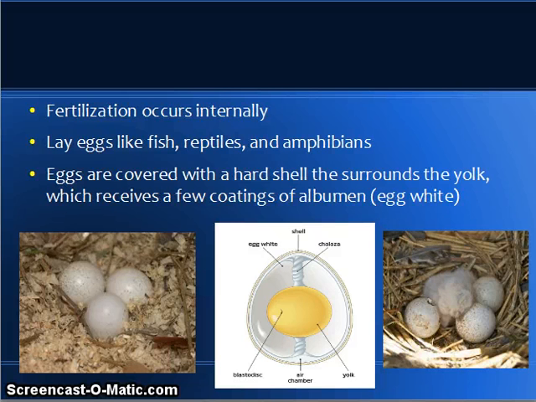And once the male and the female owl mate, the fertilization occurs internally in the female. And the owls lay eggs much like fish, reptiles, and amphibians. And these eggs are covered with a hard shell that surrounds the yolk. And the yolk gets a few coatings of albumin, which is also known as egg white.